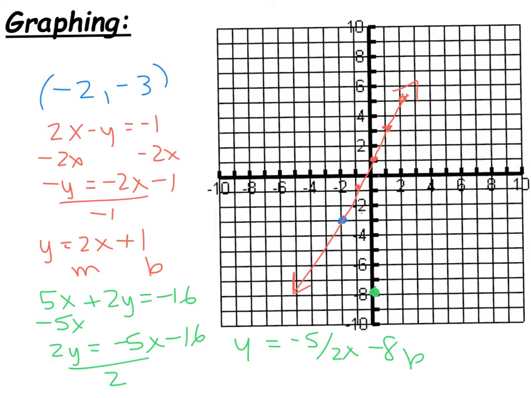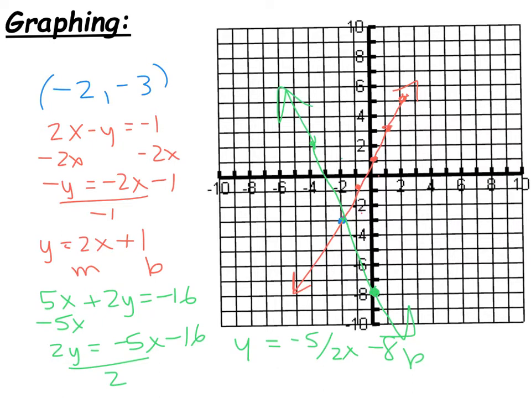However, if you notice, I don't have enough graph, so we're going to go the opposite. The opposite of down 5 is up 5. And we're going to go left 2 because that's the opposite. And I end up at our blue point. If I want to get another point, I go up 5 and to the left 2. And we're going to draw it right through there.